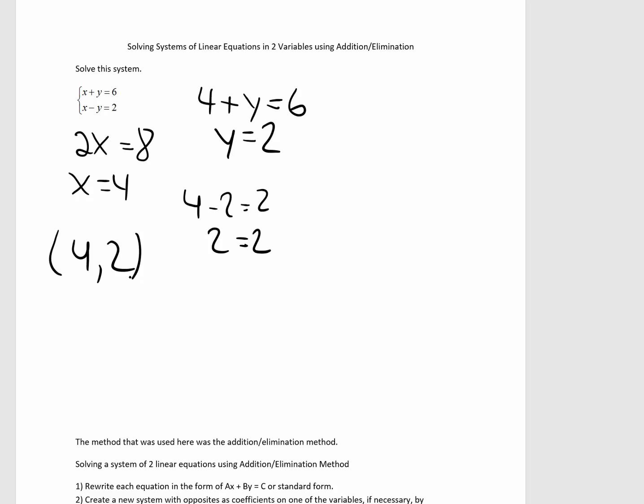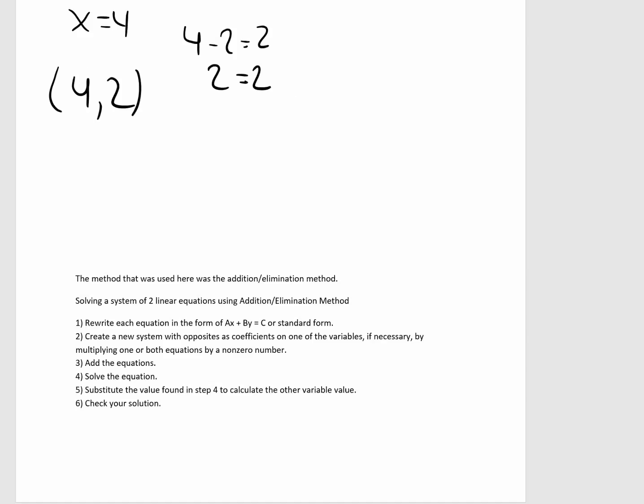So, why does this work? Well, let's take a look at the coefficients for y. This one is 1, and this coefficient is negative 1. So when I add opposites together, I get 0. So the method that was used here is what is called the addition or elimination method.